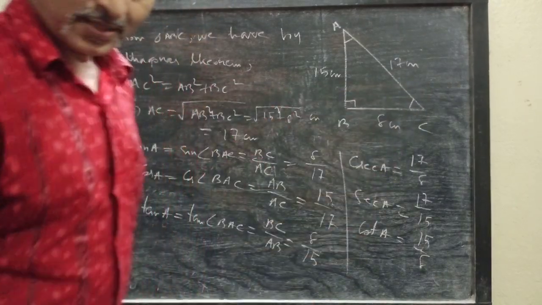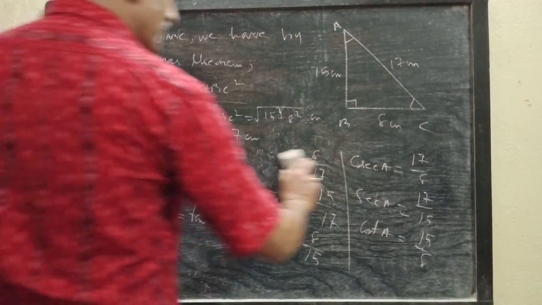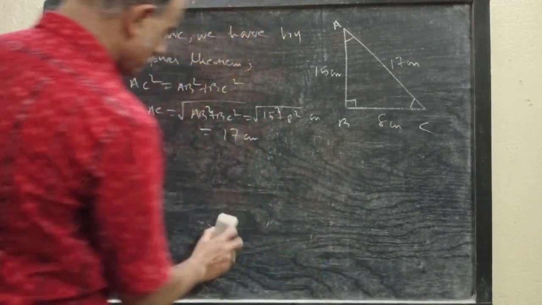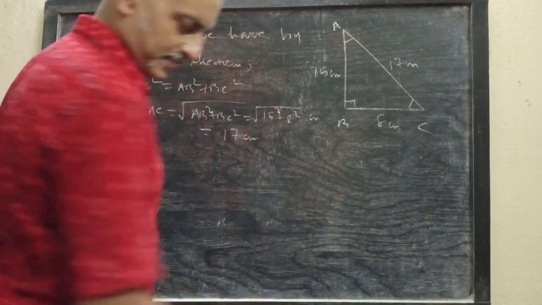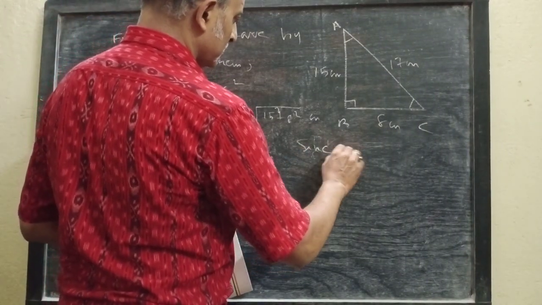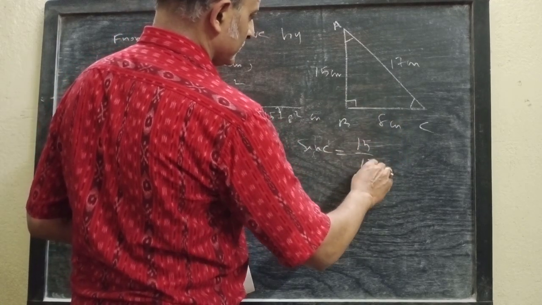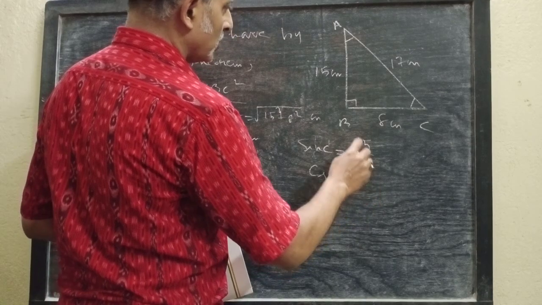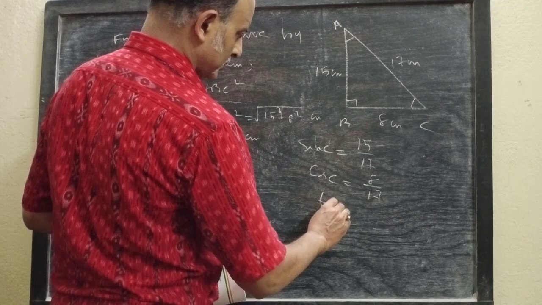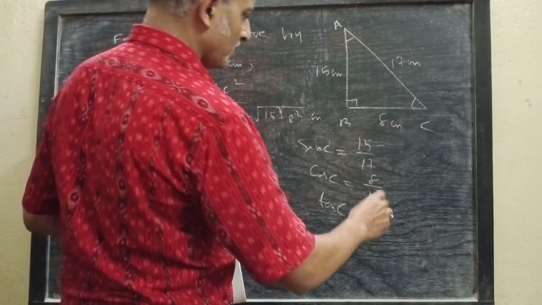Now it is your part to find the ratios of the angle C. I am just giving you the answer. You have to do the total calculation on your own to clear the fact. Here sin C will be P by H, that is 15 by 17. Cos C will be 8 by 17. Tan C will be 15 by 8.